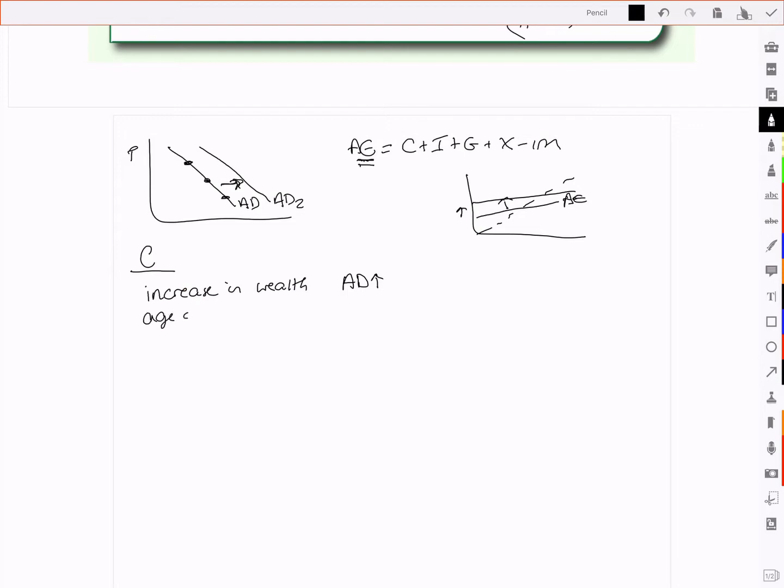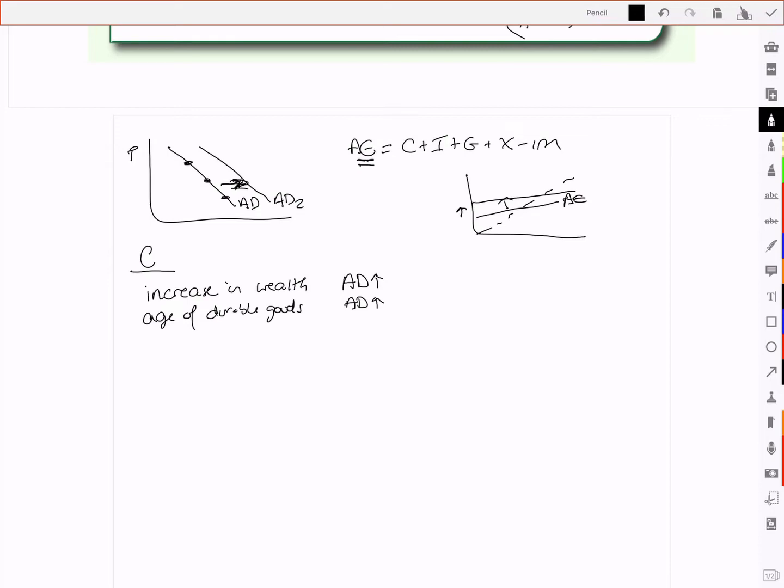We had the age of durable goods. Remember, durable goods are goods that are long lasting. This was furniture, electronics, things like that. And if your durable goods get old, then you're going to buy more of them, and that's going to increase aggregate demand, or shift the graph to the right.